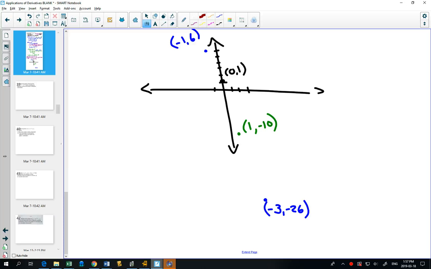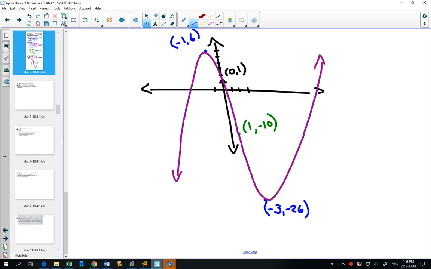Okay? And like I said before, I like to start with my inflection point when drawing my final graph. I'm going to use a totally different color, purple, for my final graph. Here's my inflection point. I need to have everything to the left of my inflection point concave down. There's concave down. Everything to the right of my inflection point, concave up. And we've got our final graph, graphed very, very nice.